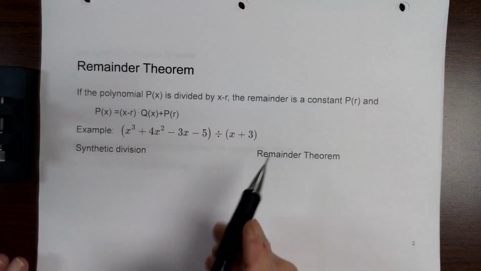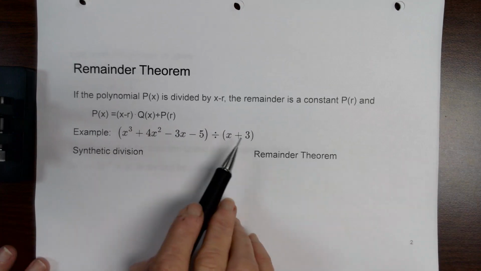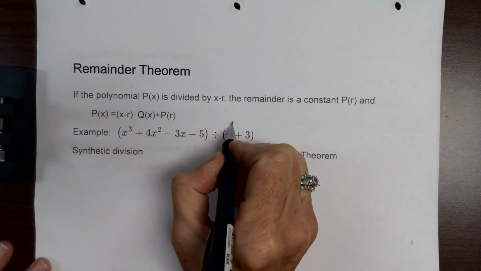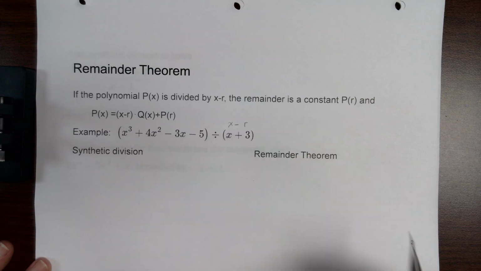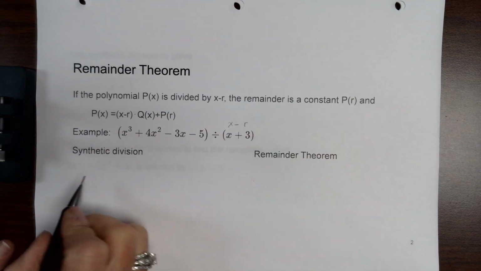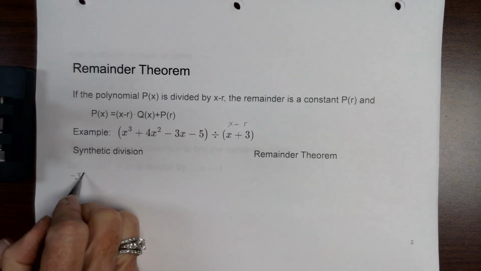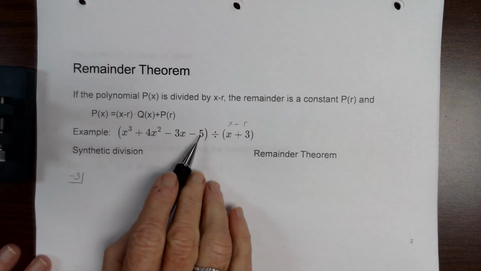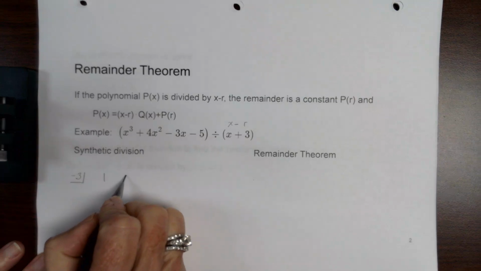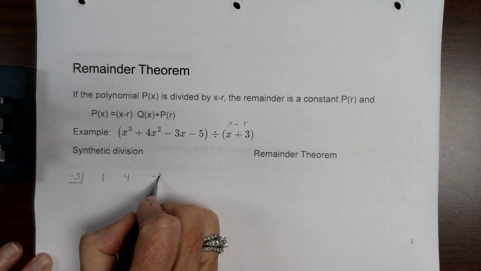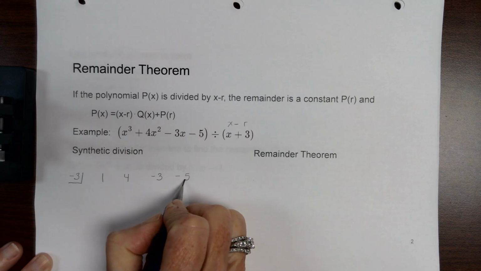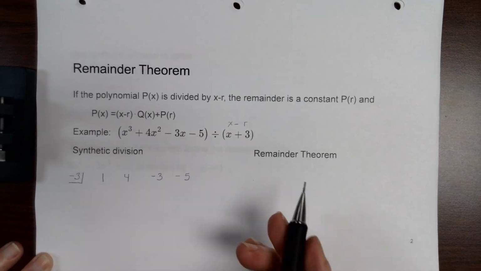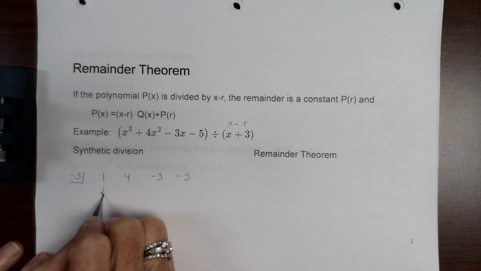in theory. So I'm going to take this and divide it by this. Now I'm going to do synthetic division on it. Remember, to do synthetic division, it has to be in x minus r form, which means my r here is -3. So I'm going to put the -3 out here in my half box. I'm going to do my leading coefficient. So I have 1, 4, -3, and -5. This is my one leading coefficient, but I'm going to use all the coefficients for each one. So I'm going to bring the 1 straight down.